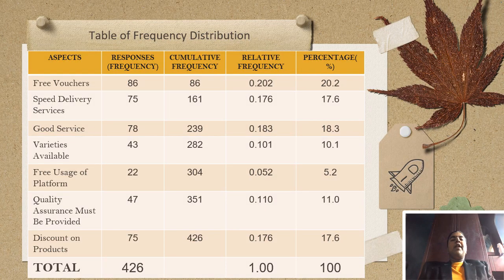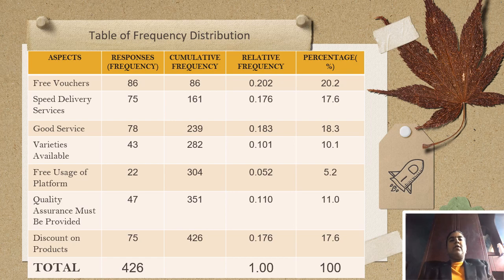Here we have presented the table of frequency distribution for this question. You can see the responses, the frequency and then the cumulative frequency. You can see that the frequency and the cumulative frequency tally, which is 426.